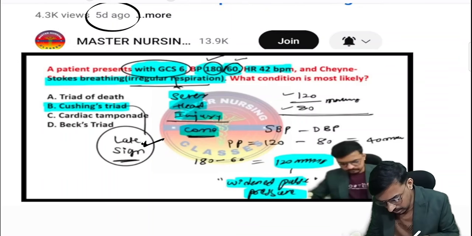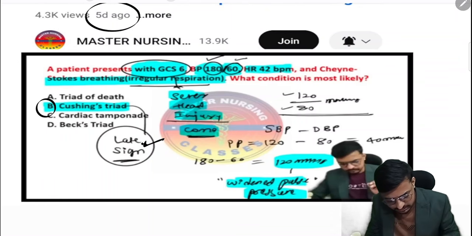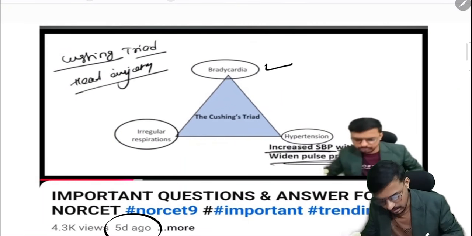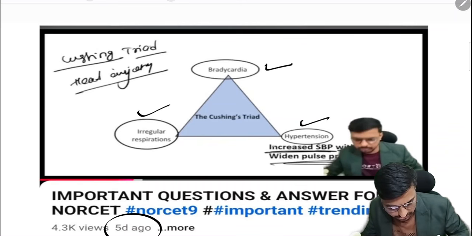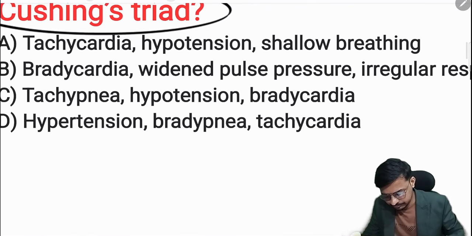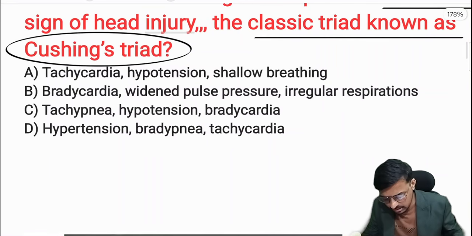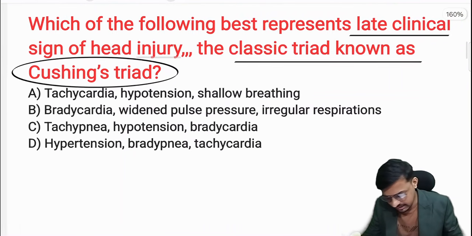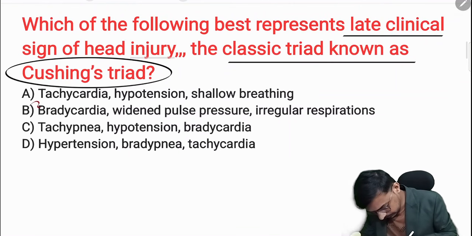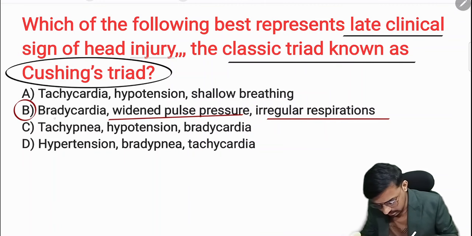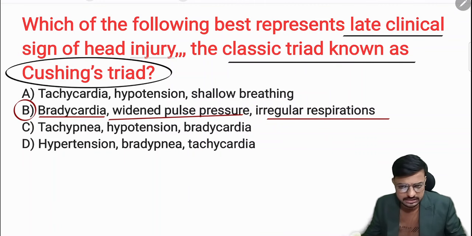We have discussed the question on the Cushing triad, where I discussed the very important components of the Cushing triad: bradycardia, irregular respiration, and hypertension with increased SBP and widened pulse pressure. Very, very important. And here the same question has been asked: the classical Cushing triad, the late sign. That was bradycardia, widened pulse pressure with hypertension, and irregular respiration. So this was the correct answer for this one. This was struck in your exam, right?